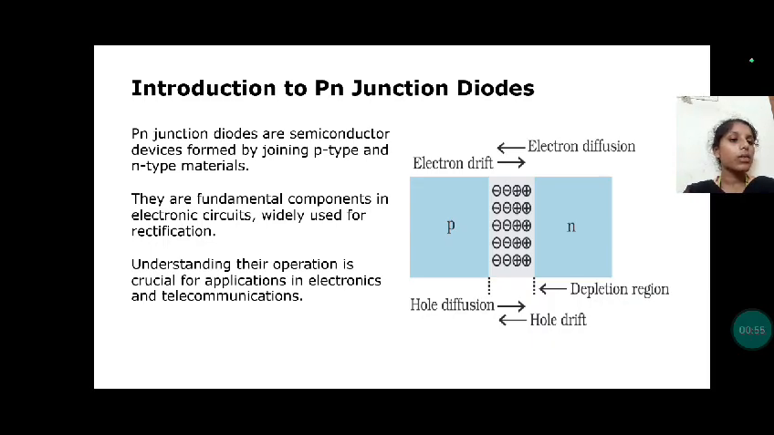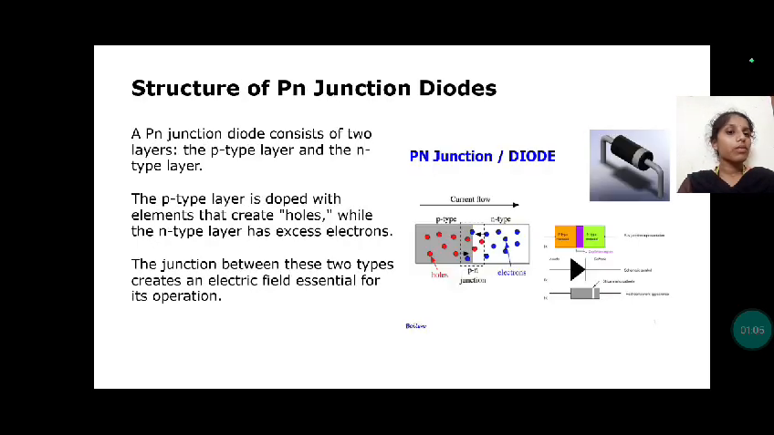P is a holes diffusion. In the P type, the majority carriers are holes, and in the N type, the majority carriers are electrons.